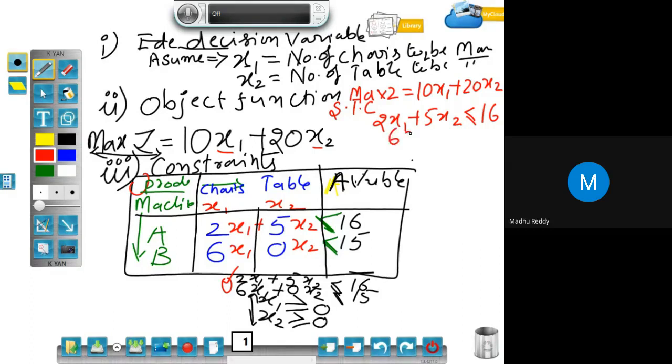6x1 is less than or equal to 15, and x1, x2 must be greater than or equal to 0. At the end you must write this. This is how your problem is converted into the form of a linear programming model. It has been converted into a linear program.